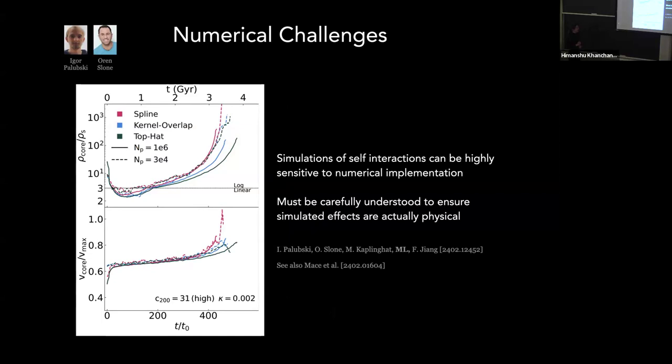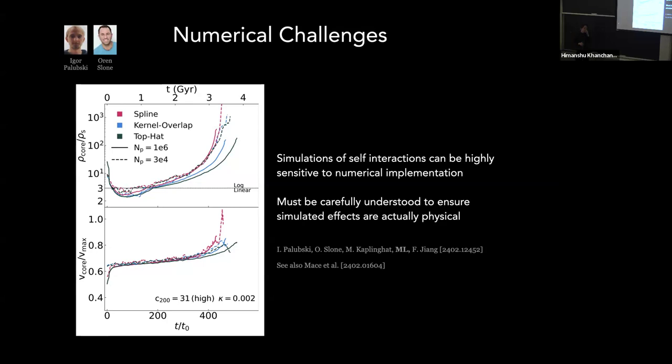It's unfortunately not. One of the things that we've been realizing and coming to grips with is that simulations of self-interactions are really sensitive to the numerical implementation of those self-interactions. And you become even more sensitive to all of that when you're trying to zero in on this core collapse phase, because you're essentially needing to properly model everything as your dark matter particles in your simulation are getting crammed into these very small regions of space, where the way you implement gravitational scattering also ends up having an effect.